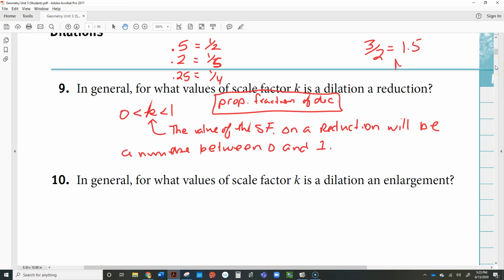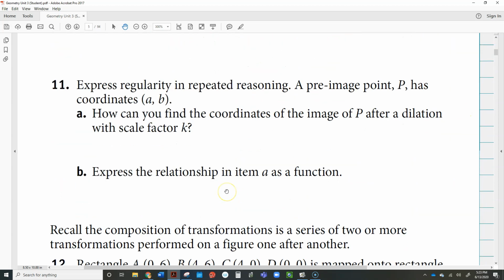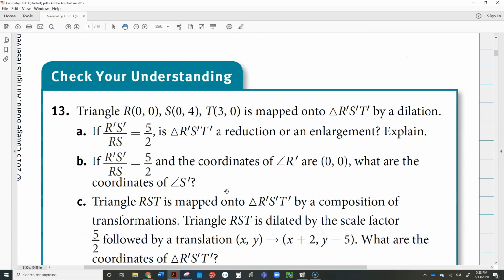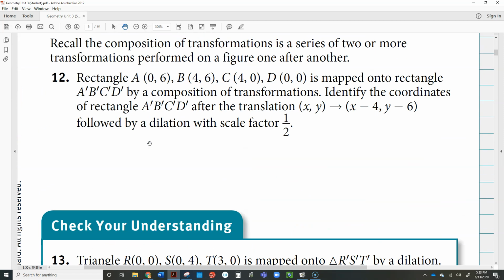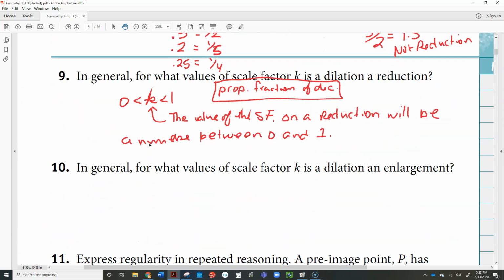This is not a reduction. It's a fraction, 3/2 is a fraction, but it's not going to make it smaller. And the reason that I'm saying that is because in just a second you're going to be asked to do this scale factor, and with this scale factor right here, 5/2, it's a fraction, but is it a proper fraction? No, that's a value of, I think, 2.5. So that's not going to be a reduction.